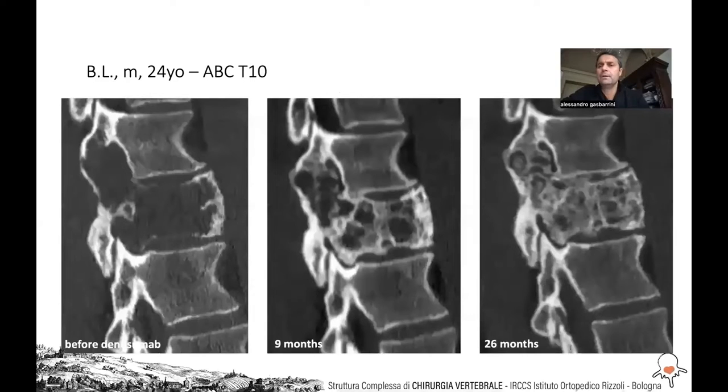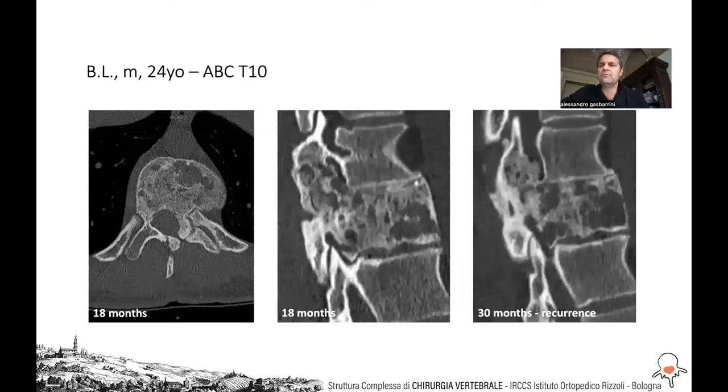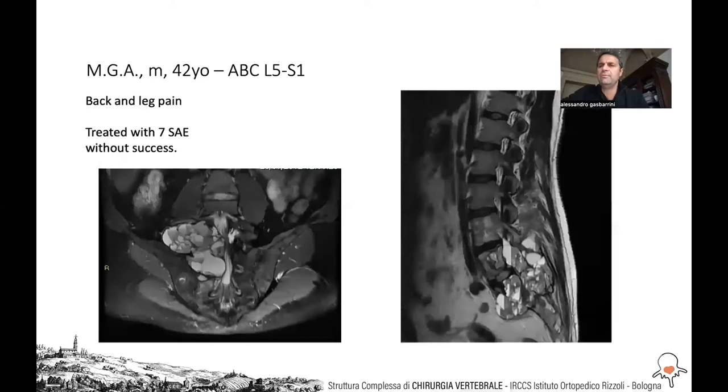These are the sagittal images of the progressive ossification. After 2 years from denosumab stop, recurrence happened and the lytic lesion became more evident again. She then had a new mesenchymal cell injection with no significant improvement. Massive ABC of L5 and sacrum treated with 7 selective arterial embolizations, persistent pain, and no radiological response.